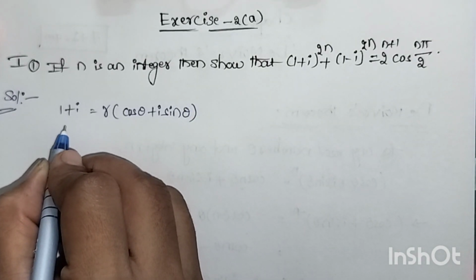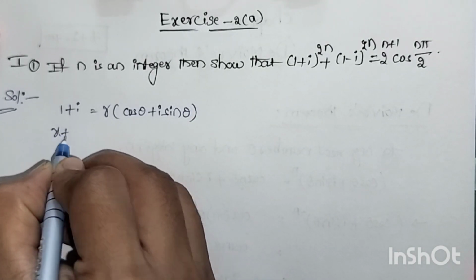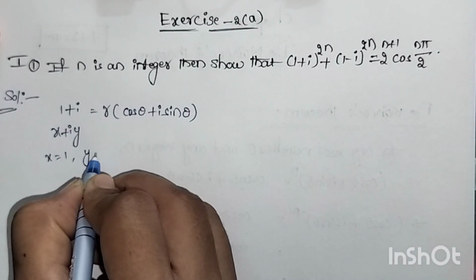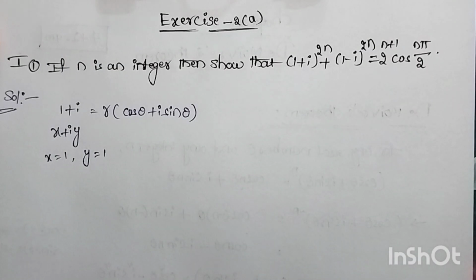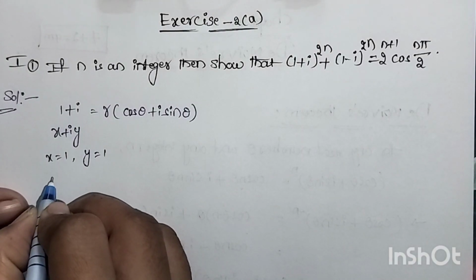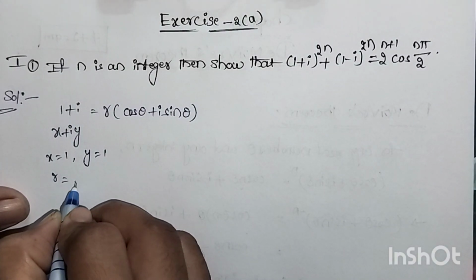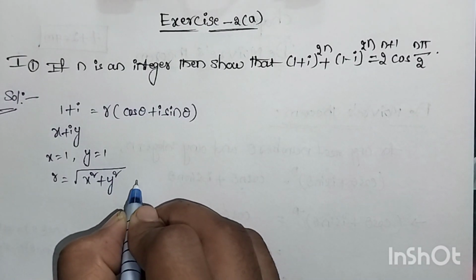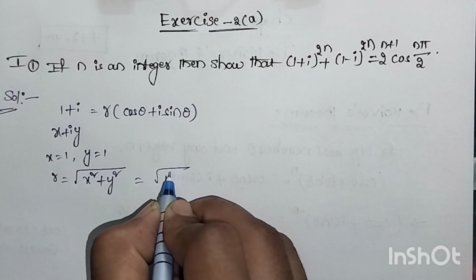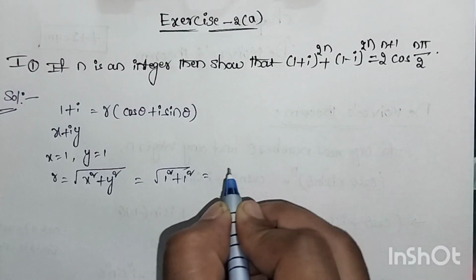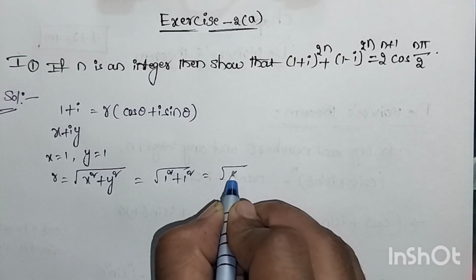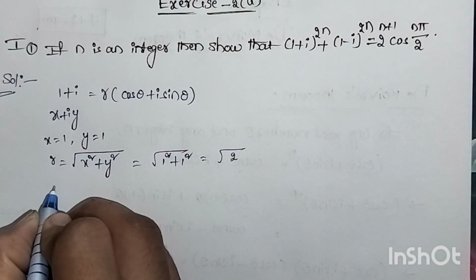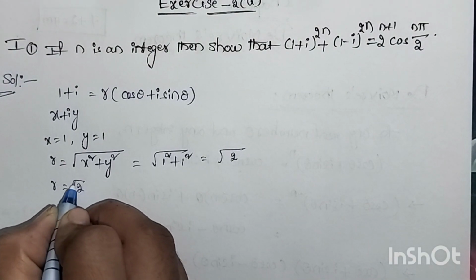So 1 plus I is in the form x plus iy. X is equal to 1, y is equal to 1. So R is equal to what? Square root of x square plus y square, that equals 1 square plus 1 square, that equals 1 plus 1, 2, root 2. R is equal to root 2.